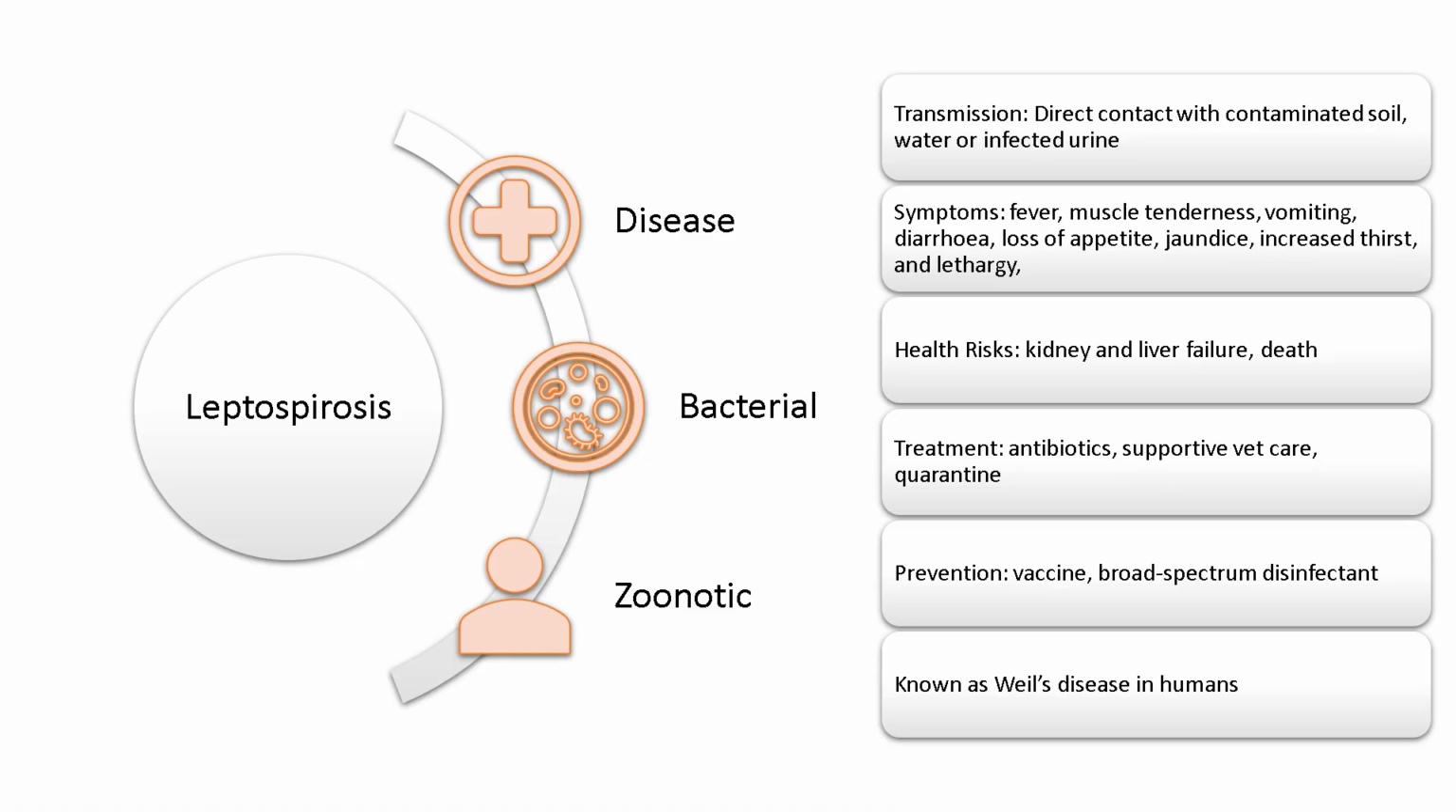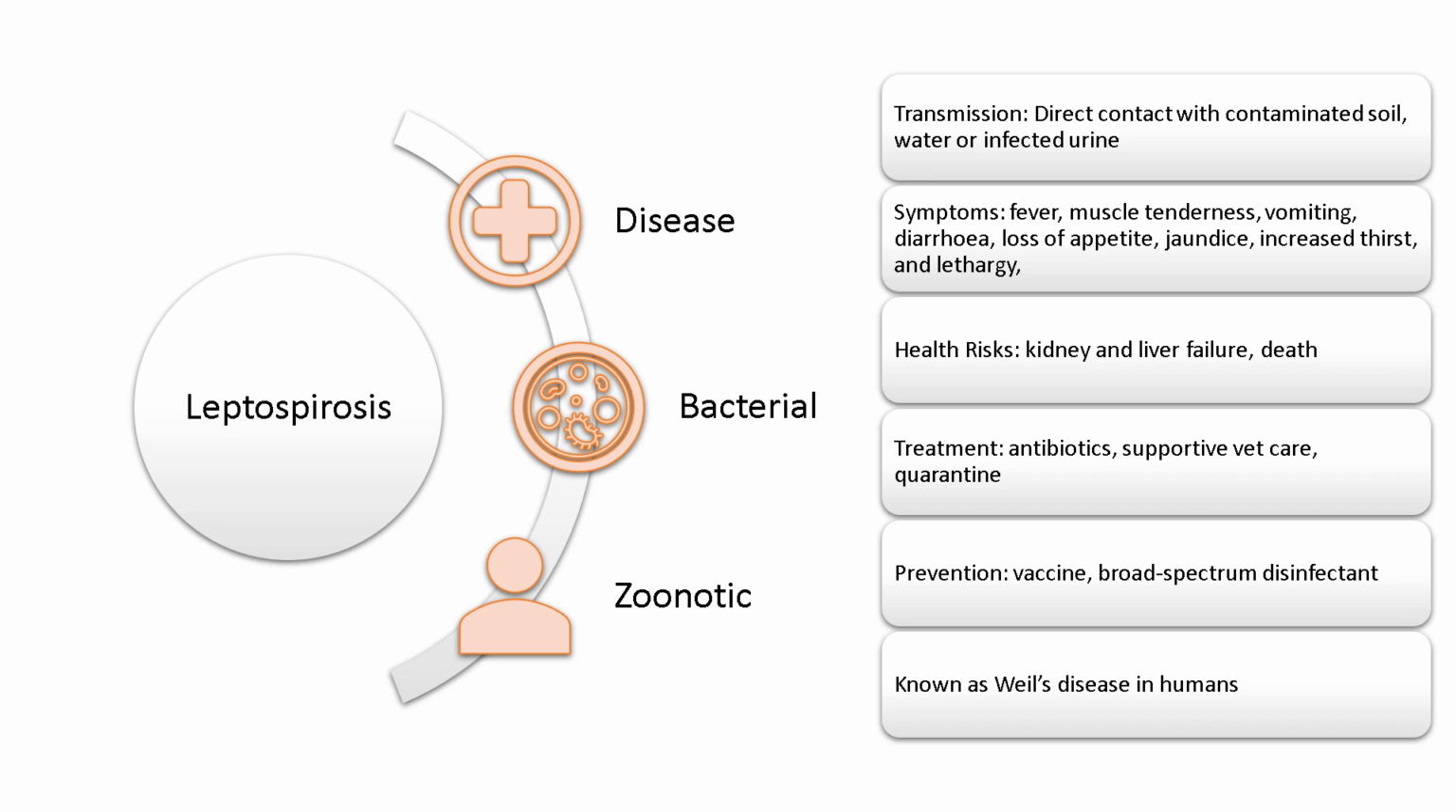Leptospirosis is a disease and is bacterial in origin, caused by various strains of the bacteria Leptospira. The bacteria are typically spread through contact with contaminated water, soil, or urine from infected animals, including wildlife like rats. Dogs can contract it by drinking, swimming in, or walking through contaminated water. Symptoms may include fever, muscle tenderness, vomiting, diarrhea, loss of appetite, jaundice, increased thirst, and lethargy.